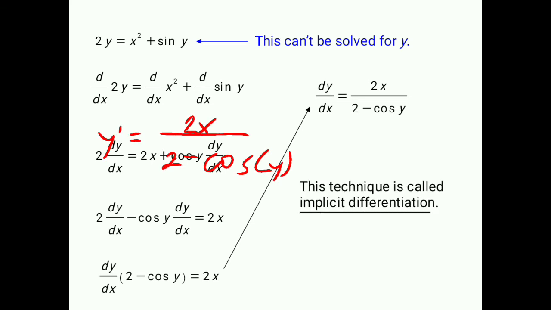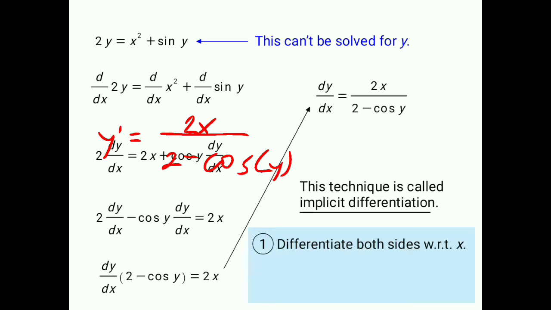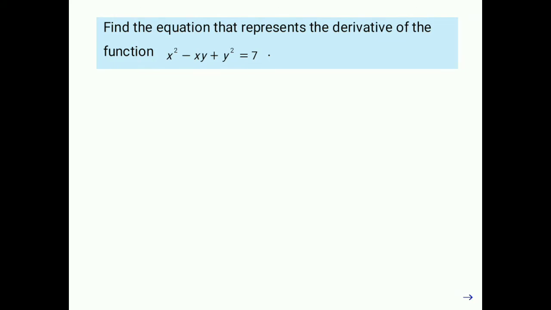So, this technique is called implicit differentiation. So, chain rule lang. Always remember lang yung chain rule. Derivative ng outside times the derivative of inside. So, here are the steps. Differentiate both sides with respect to x. Then, solve for dy dx. Or isolate mo lang si dy dx. So, let's try some examples.